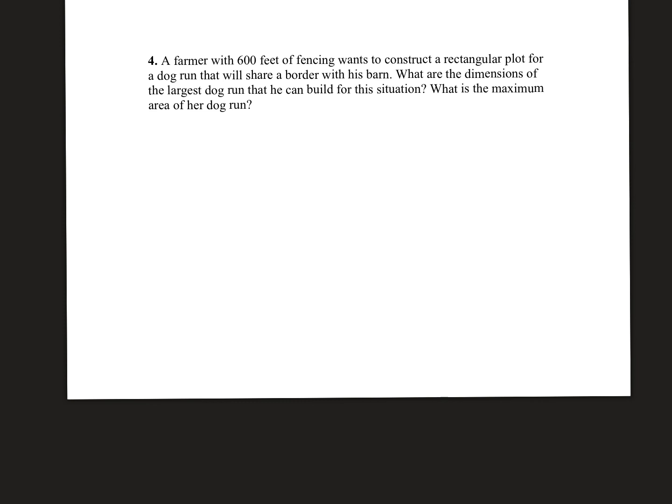All right, so in drawing this picture, since we're sharing a border with the barn, what that basically means when I draw my dog run is that one of the borders is going to be up against the barn. So we're really only going to use fencing for a couple of the widths and the length.